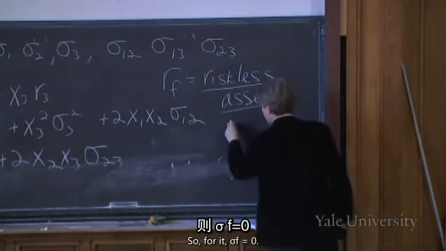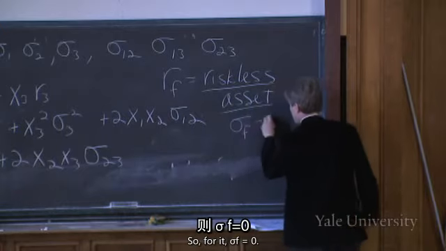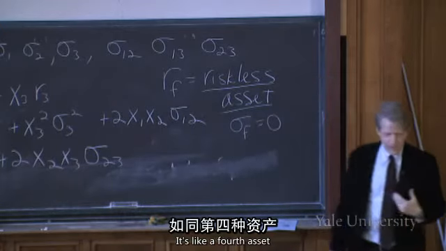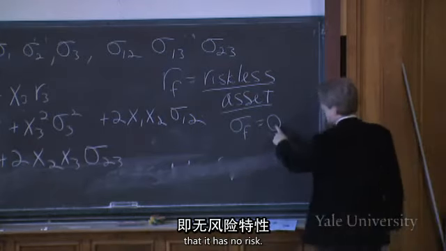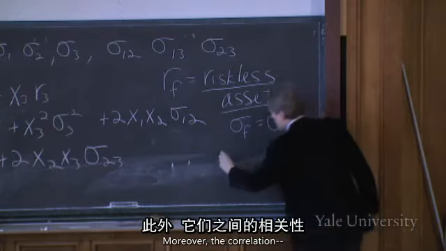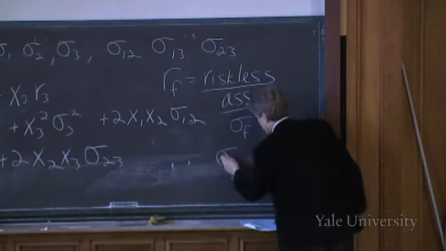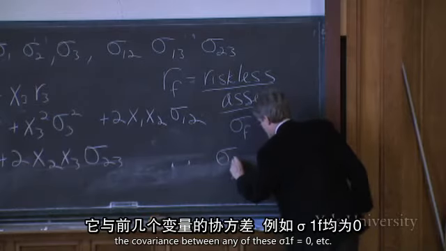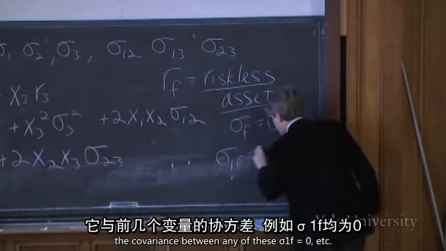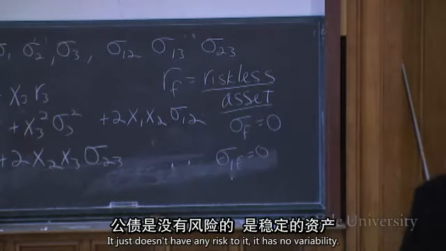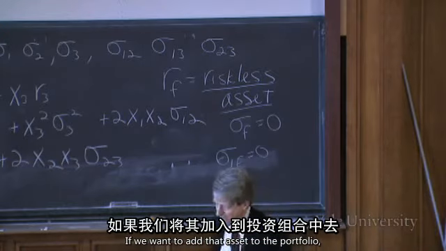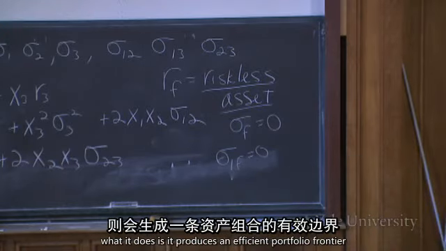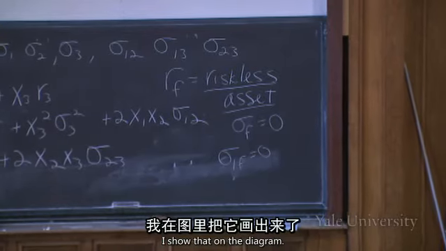And so for it, sigma sub F equals 0. It's like a fourth asset, but we're using a special feature of this asset that it has no risk. Moreover, the covariance between any of these, sigma 1F equals 0, etc. It just doesn't have any risk to it. It has no variability. So if we want to add that asset to the portfolio, what it does is it produces an efficient portfolio frontier that is now a straight line, and I show that on the diagram.